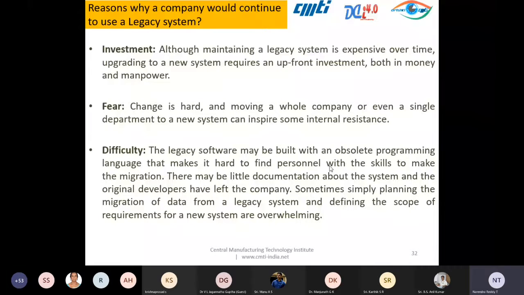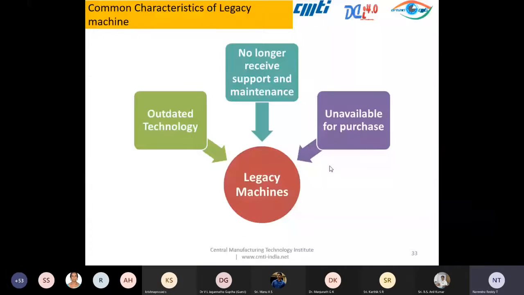Why people are not switching over from legacy machines: one is you have to invest a lot, and there is always a fear when you buy a new machine. You don't know whether it serves the purpose or not, and there will always be some kind of difficulty. Many times they use different programming languages for legacy machines, and for the latest machines you need to be equipped with the latest programming skills. That is also one difficulty. What are the common characteristics of legacy machines? They have outdated technologies, and even if you want to buy such a machine, it may be unavailable to purchase. And even though the company exists, it will not provide support and maintenance for that particular machine. This we call legacy machines.